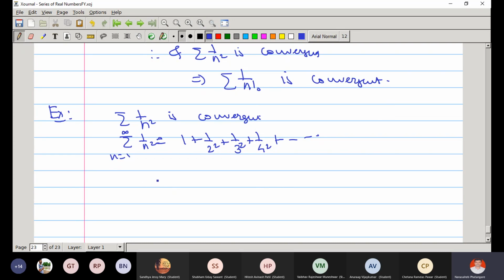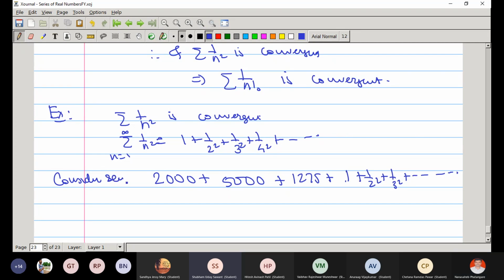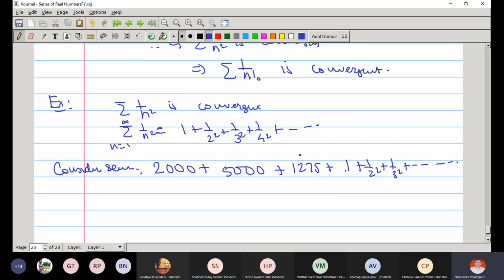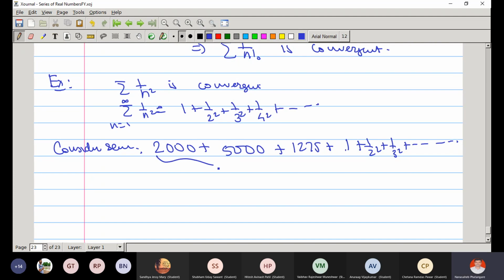Now suppose I consider another series: 2000 plus 5000 plus 1275, and then 1 plus 1 by 2 square plus 1 by 3 square and so on. Same pattern. What can you say about this series? It is convergent. Still convergent, because this is some finite number, and we already know that this infinite sum is a finite number, so this total is finite, it is convergent.